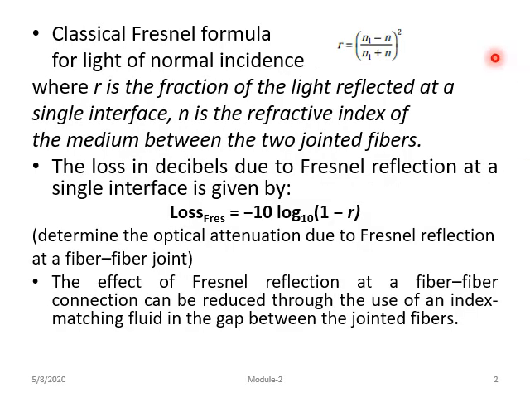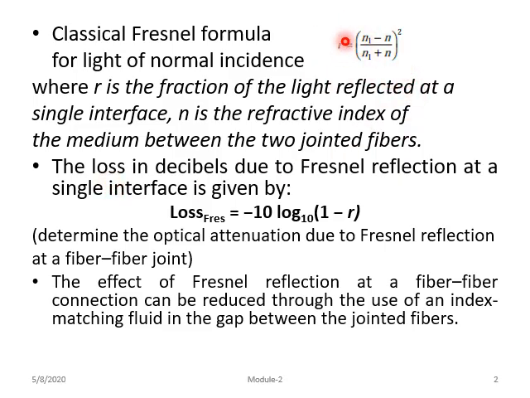Normally for the Fresnel reflection we have a standard formula, the classical Fresnel formula, defined for light at normal incidence as R equal to (n1 minus n divided by n1 plus n) whole squared, where R is the fraction of the light reflected at the single interface, n is the refractive index of the medium between the two jointed fibers, and n1 is the refractive index of the core region. So we calculate R, the fraction of light reflected back at the interface, with the help of the refractive indices n1 and n.